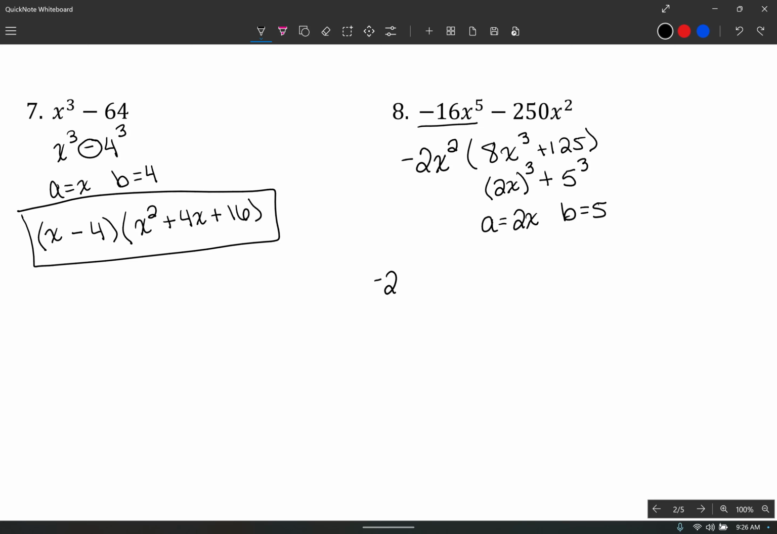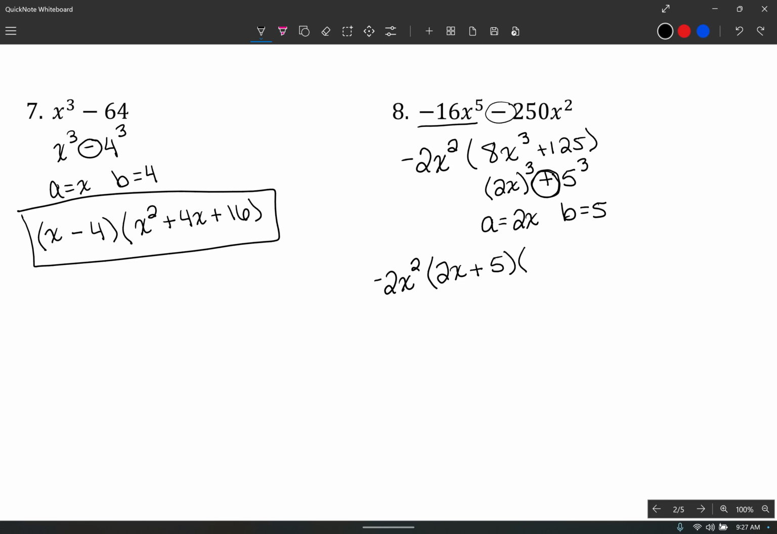So I'm going to put my common factor in front. I have my a is 2x. The sign, be careful because you did factor out a negative, which means it's not going to be a minus. It's going to be what's in between my two cubes now, which is a plus. So plus, and then my b.